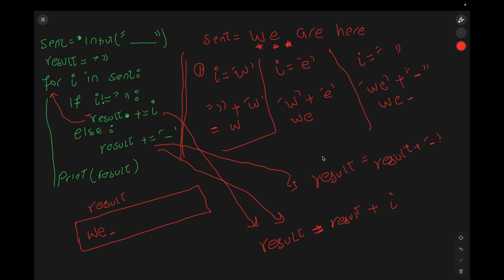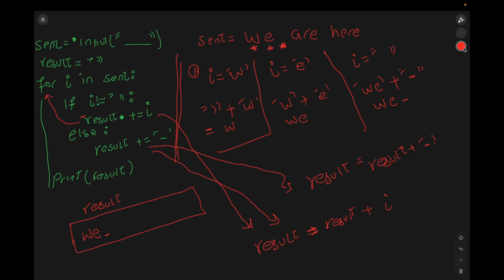Getting this point? Now in the third iteration, what will happen in the third iteration? Something like this will happen. See here, something like this will happen. I will receive what? You are saying for I in send. So previously you were here at the space, now you are here at A. Getting this point? Now I is receiving what? A. I will receive A here. Getting this point?